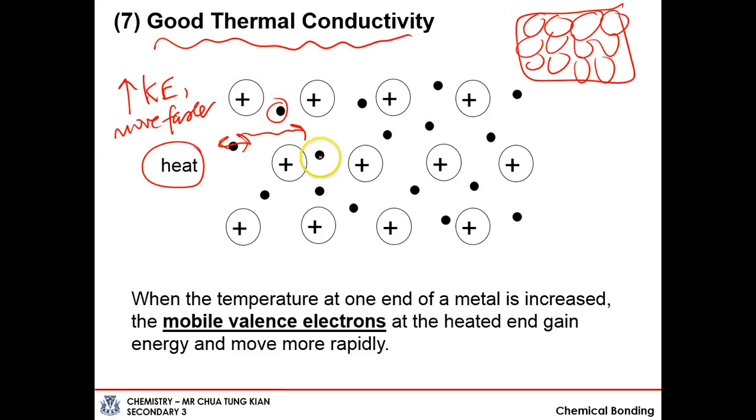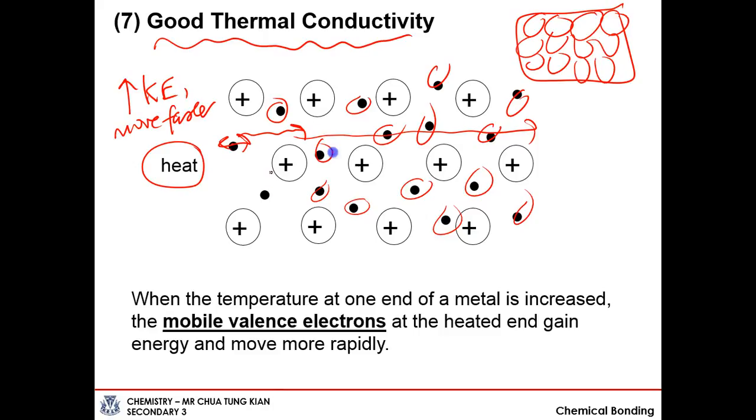And it can collide with the surrounding electrons, or it can even move through the structure. When this happens, the heat energy is transferred across the metal block. And because we have this large number of mobile valence electrons, this transfer of heat is actually very fast. Because if it moves and hits this one, it moves, hits this one, moves, hits this one, and so on and so forth, it's really fast.